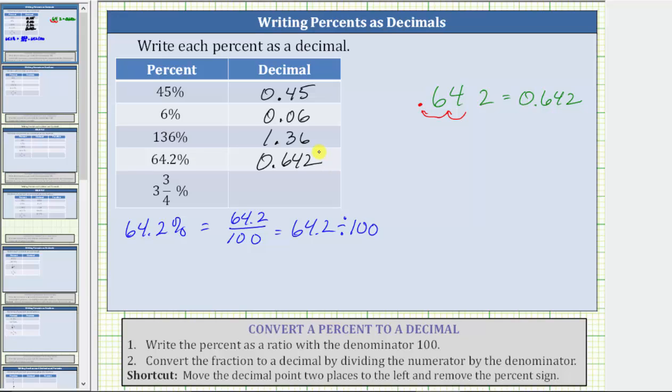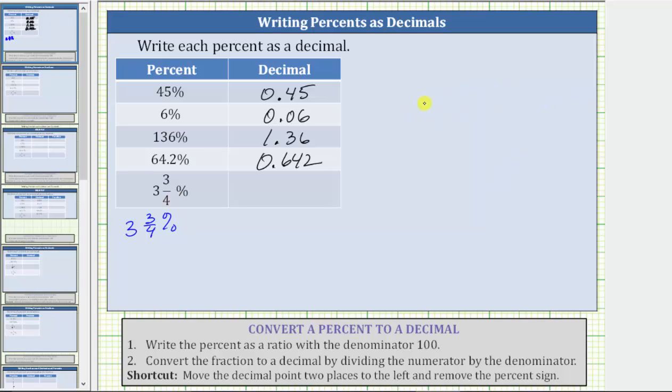Now, the last example is a little bit different because notice how the percent is given as a mixed number. To begin, let's convert 3/4 to a decimal. To convert 3/4 to a decimal, we divide 3 by 4, place a decimal to the right of 3, move it up to the quotient, add a 0. There are 7 4s in 30. 7 times 4 is 28. We subtract. The difference is 2.